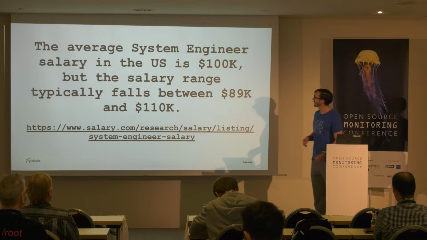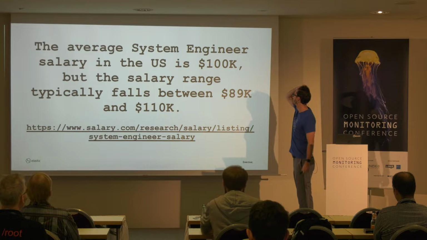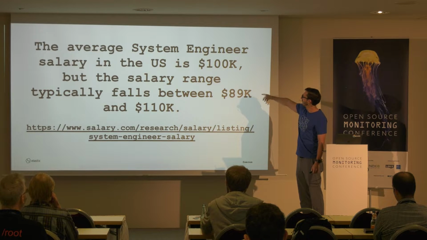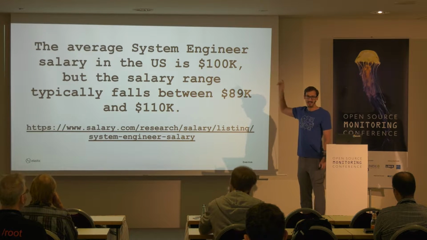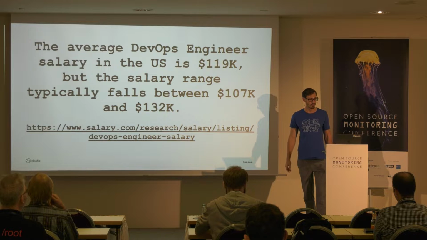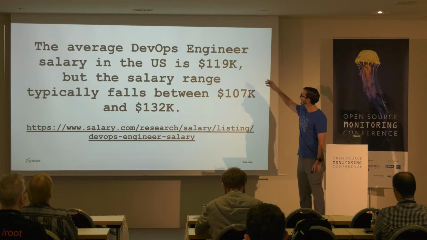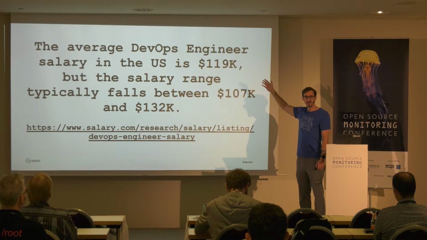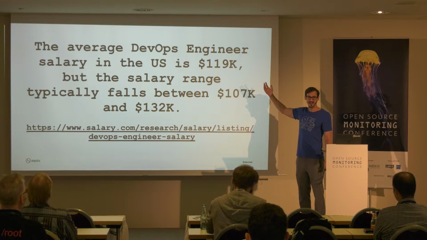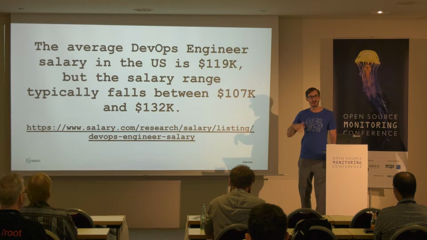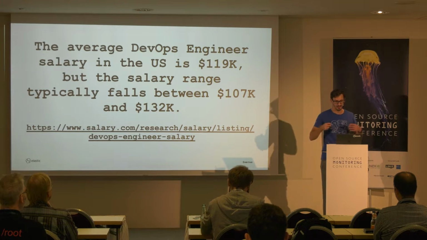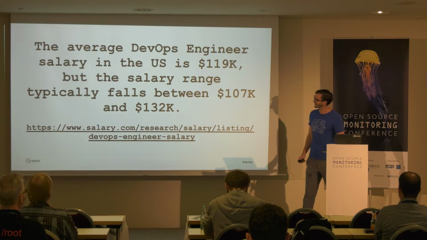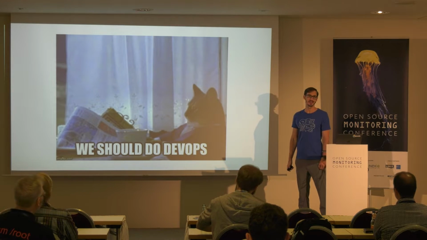If you look at the US salary index for system engineer, you see the salary range is around 100K. And if you move that to DevOps, you suddenly see that you can increase your pay by almost 20% just by changing your job title. So all of us want to be DevOps now, right? And we forget what the idea of DevOps is. Let's just say we are DevOps and we are earning 20% more tomorrow. So that's when you end up saying we should do DevOps.